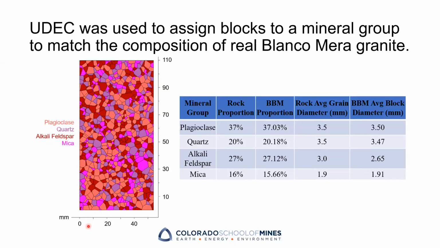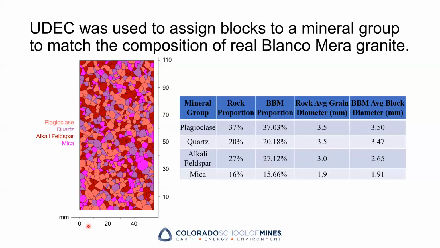So this was done with a script that assigned each block, one by one, to a mineral group based on statistical calculations. In simple terms, these calculations result in blocks of large diameters likely being assigned as plagioclase or quartz, since these two minerals have higher mean diameters. And similarly, blocks of smaller diameters will likely be assigned as alkali feldspar or mica, since these two minerals have smaller mean diameters.